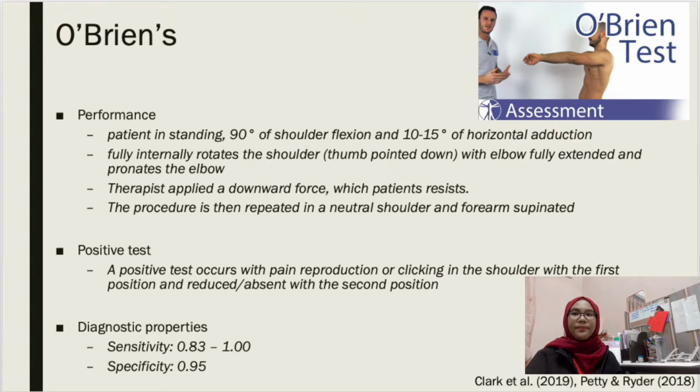For the positive result, the pain or clicking sound will be reproduced when the thumb is pointed downward. When the thumb is pointed upward, there is no pain or click sound. Diagnostic properties of O'Brien: the sensitivity is 0.83 to 1 and the specificity is 0.95.